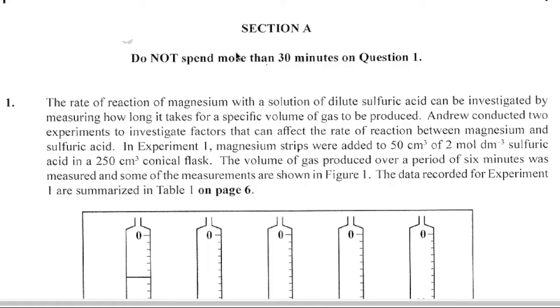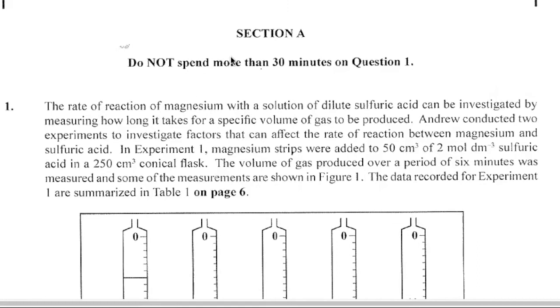In experiment 1, magnesium strips were added to 50 cm³ of 2 moles per dm³ sulfuric acid in a 250 cm³ conical flask. Oh, that's a mouthful. The volume of gas produced over a period of 6 minutes was measured, and some of the measurements are shown in Figure 1. The data recorded for experiment 1 are summarized in Table 1 on page 6.